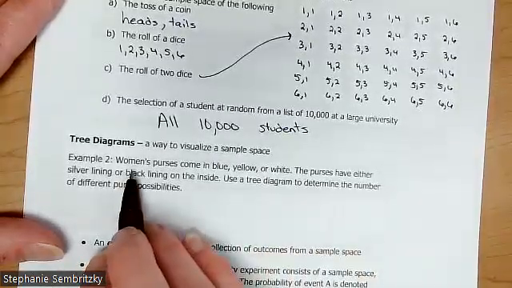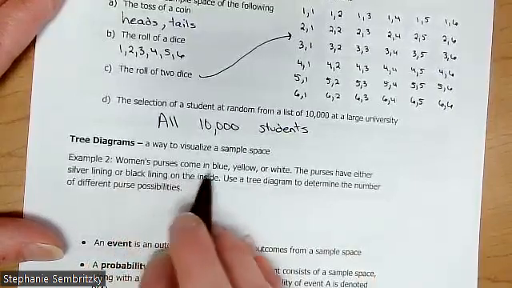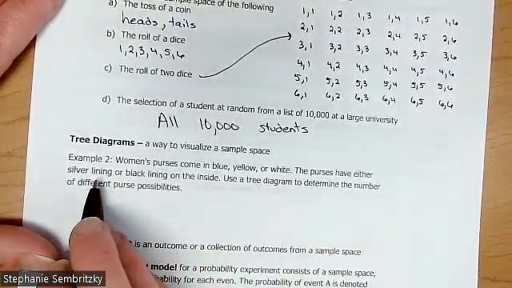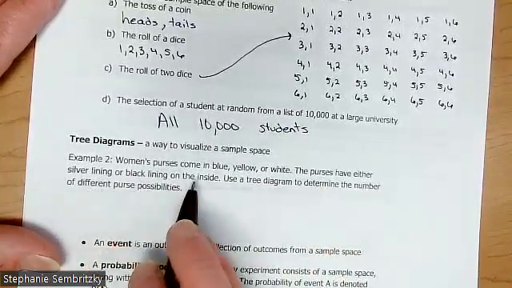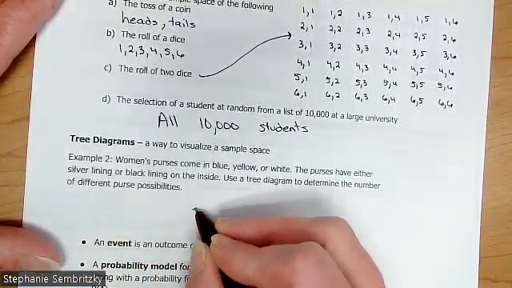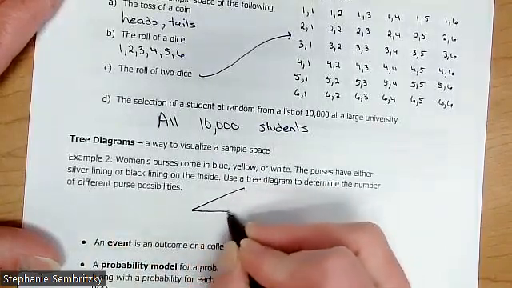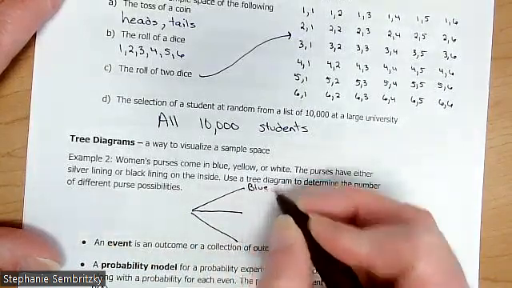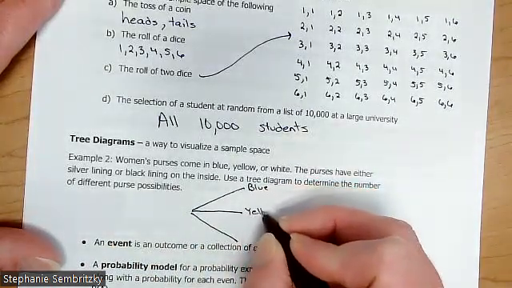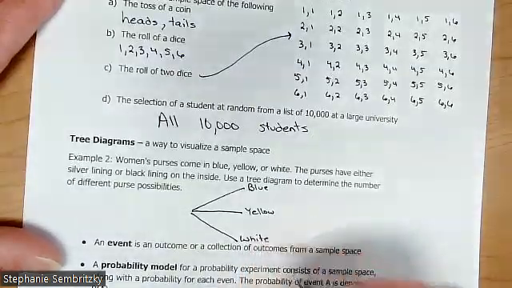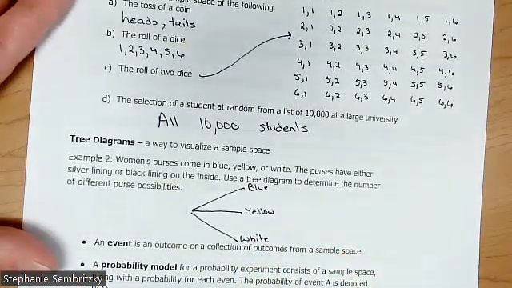So let's say we have that women's purses are made in blue, yellow, or white, and they either have silver lining or black lining on the inside. So if we draw out our possibilities, we have 3 possibilities for color. So this is what a tree diagram kind of looks like. You list out your possibilities. Now, can I branch off of these?